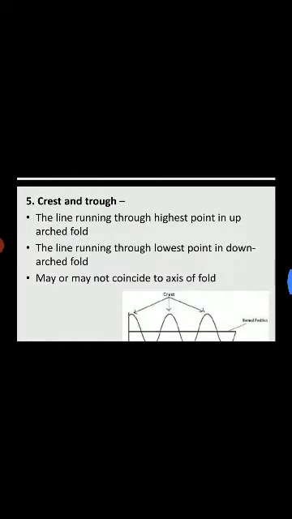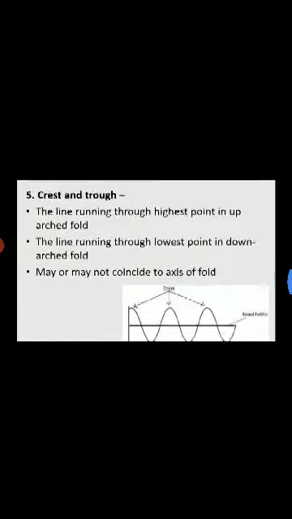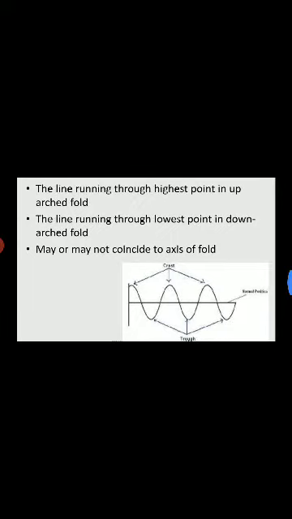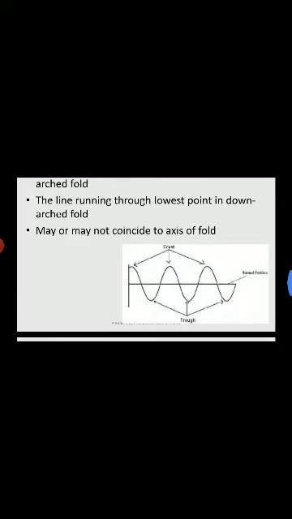Next one is crest and trough. The line running through the highest point in an up arch fold is called the crest. The line running through the lowest point in a down arch fold is called the trough. Look at these images. The higher upper points are called crest and the lower maximum point is called trough. It may or may not coincide with the axis of fold.